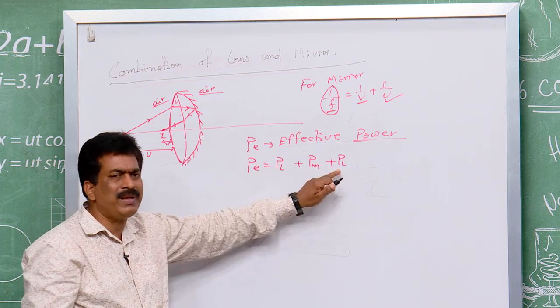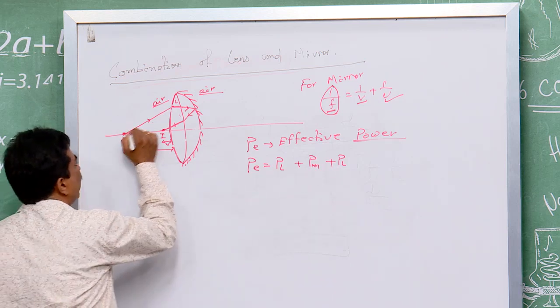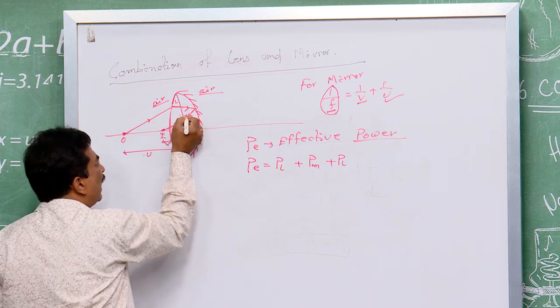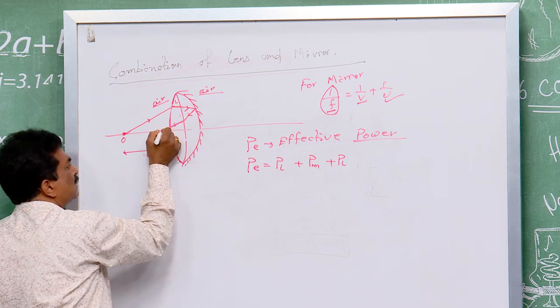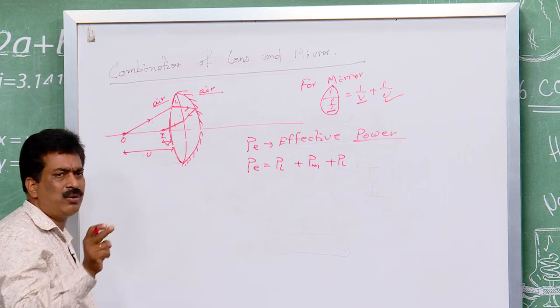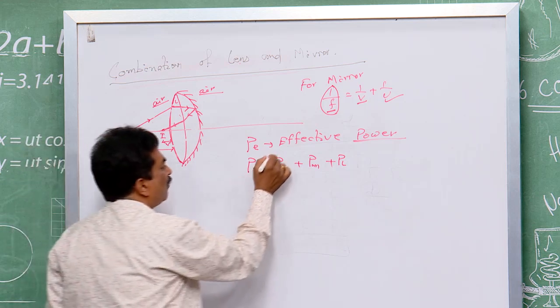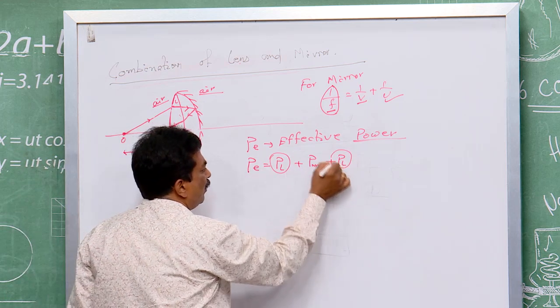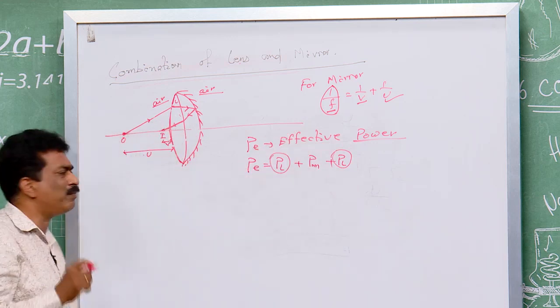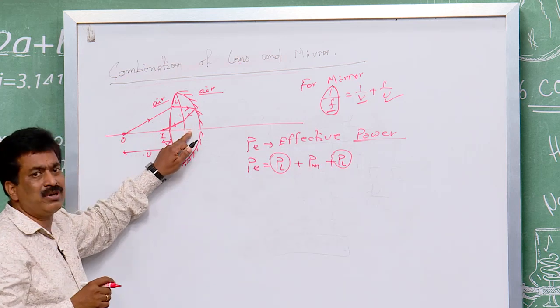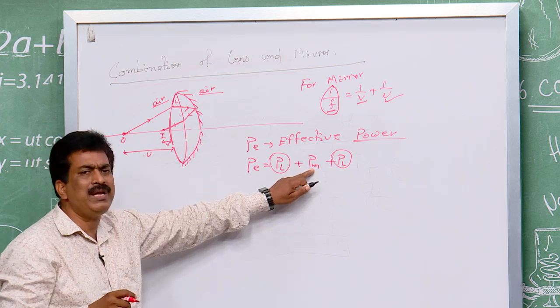Sir, why are there two PLs? You see, the first ray is going through the lens, and again it is coming through the lens, meaning through the lens it is going and coming. Therefore, the lens gives its value for two powers, and one is for the mirror, and this is the PM.